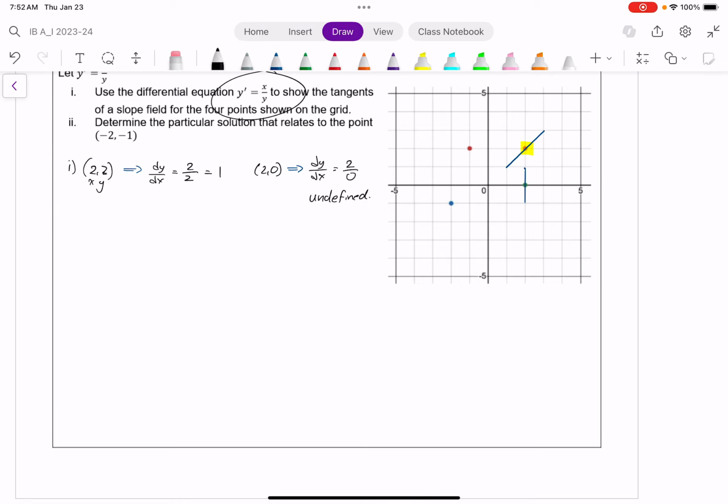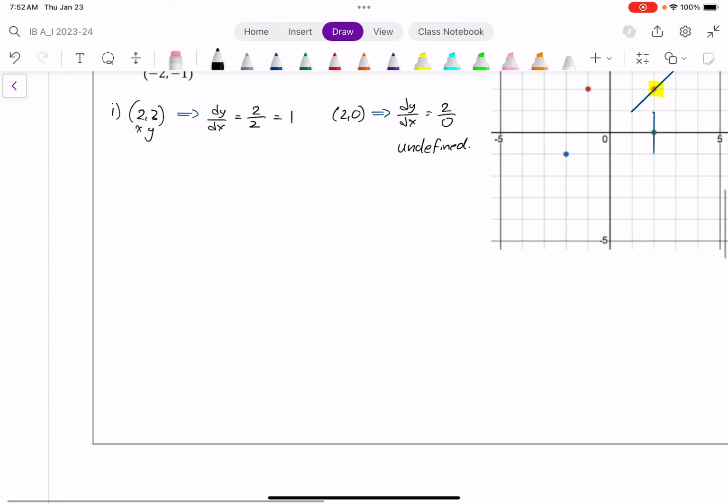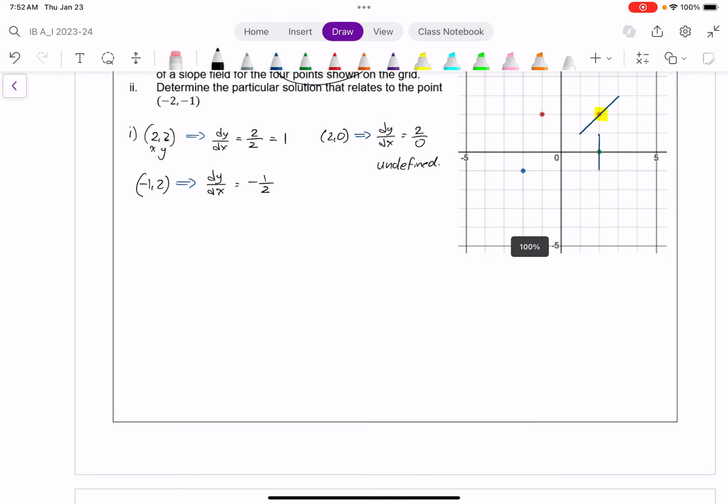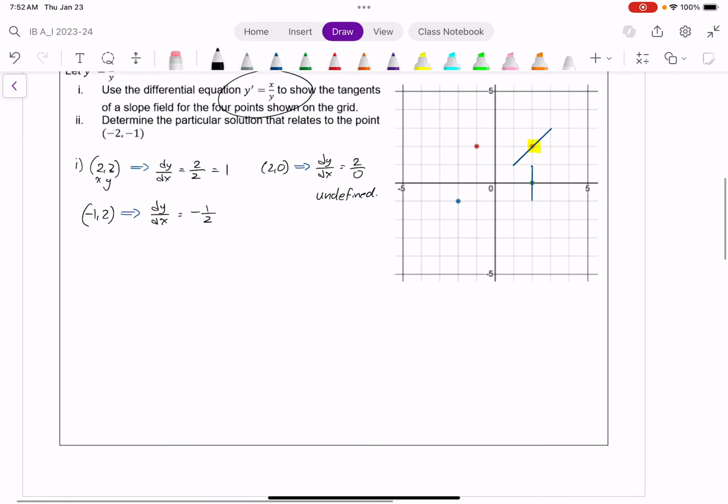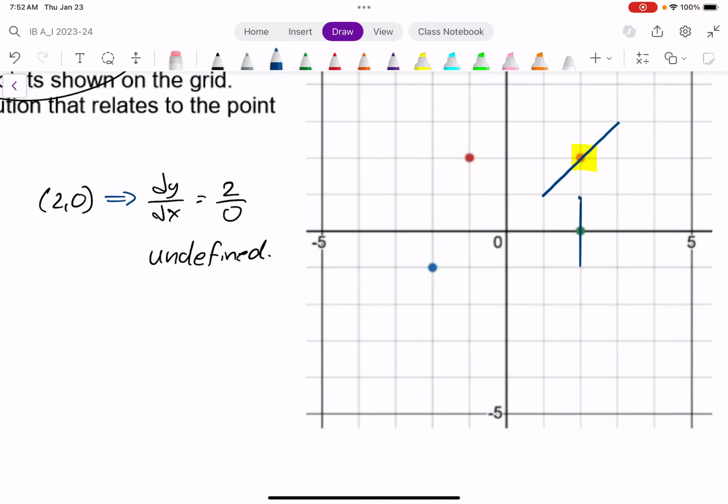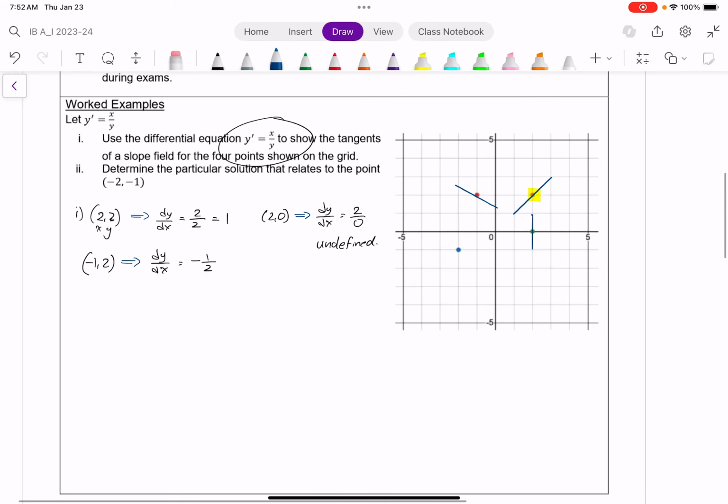I'll go to blue now. So blue is at (-1, 2). So the differential equation at that particular point is -1 over 2, or -1/2. So I'll draw a slope of -1/2. I just realized I'm looking at the point in red, not the point in blue. I'll stick with that. Let's do the point in red. And so -1/2 is down 1 over 2. So let's do something like that. So that's the point in red.